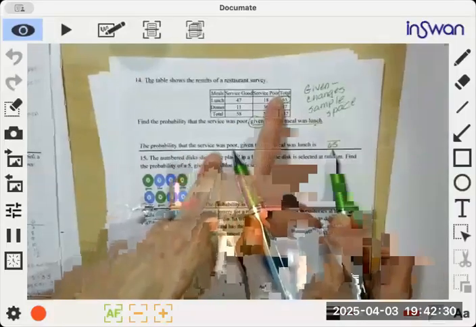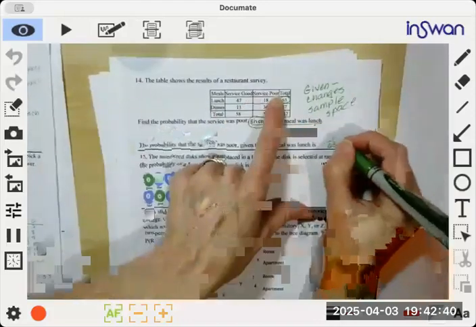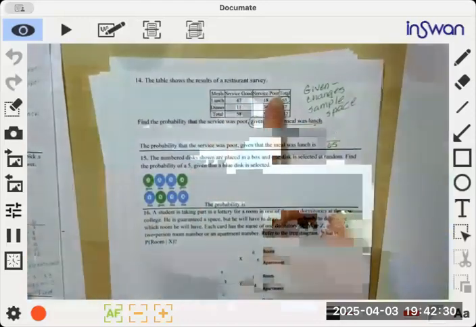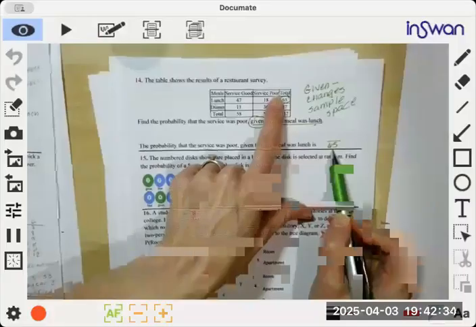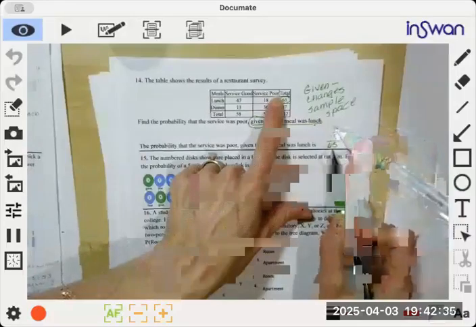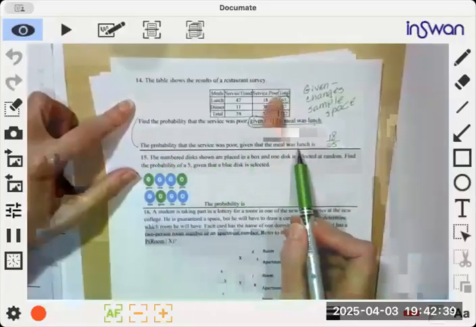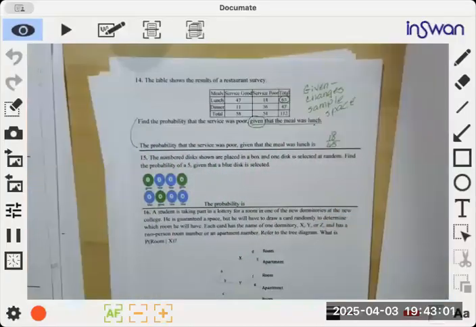And then the service was poor. So lunch service was poor, 18 out of 65. So we don't necessarily have to answer find the probability that the service was poor given the meal was lunch. That's just giving us information. The question is written here twice, basically.